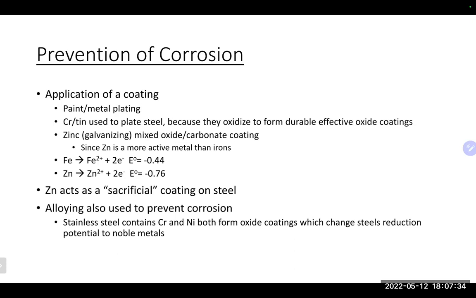Zinc and galvanizing is another way. Zinc is a more active metal than iron. And if we look at the SRP values between these two, iron and zinc, it is actually iron that would be more positive in this case, which means that the iron would then act as the cathode. The zinc in this case would act as the anode. So all the bad oxidation will occur on the zinc, again, protecting the iron there in that case. And that's why it says zinc there is acting as sort of a sacrificial coating for the steel.